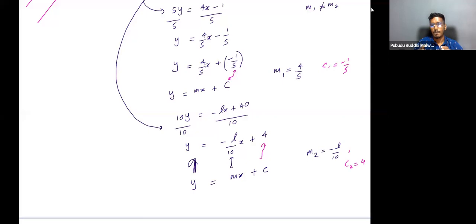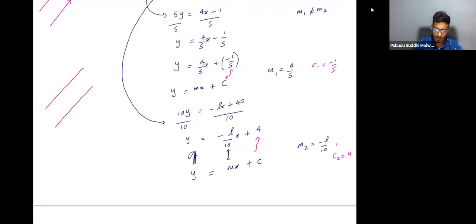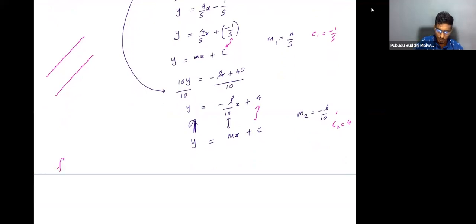Now, for example, to get no solutions, we need parallel lines. Hence, M1 should be equal to M2. That's for no solutions. So let's talk about that. For no solutions, we need parallel lines. Hence, M1 should be equal to M2. That's the requirement for parallel lines for no solutions, which means no intersection points.